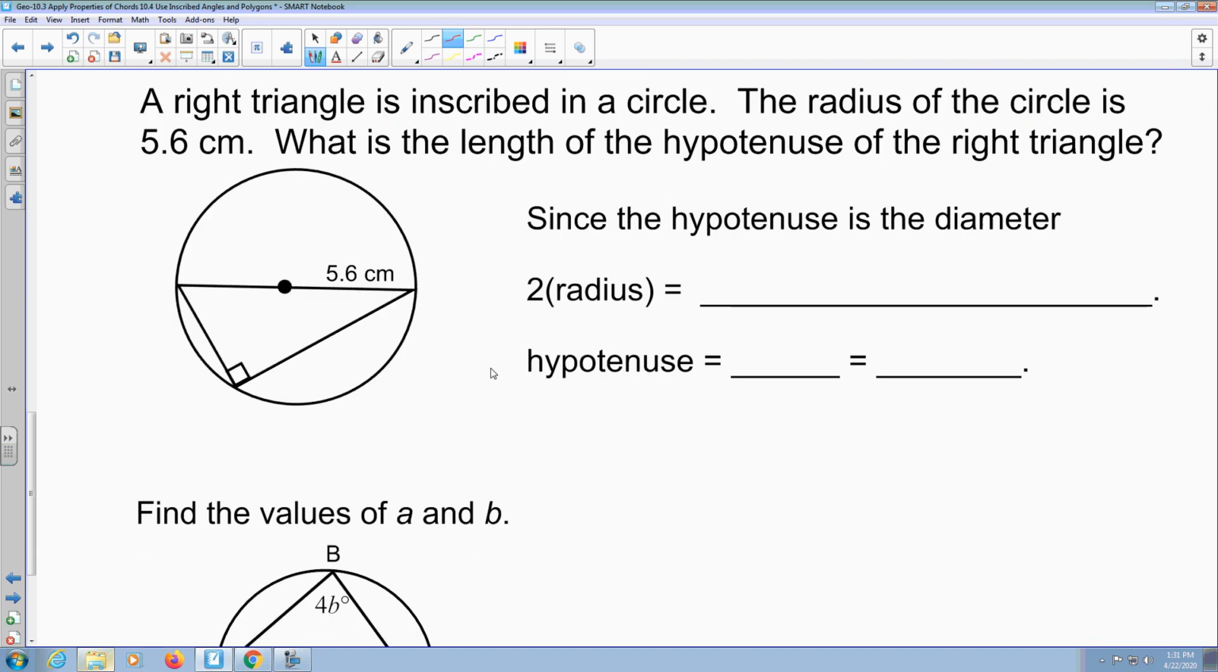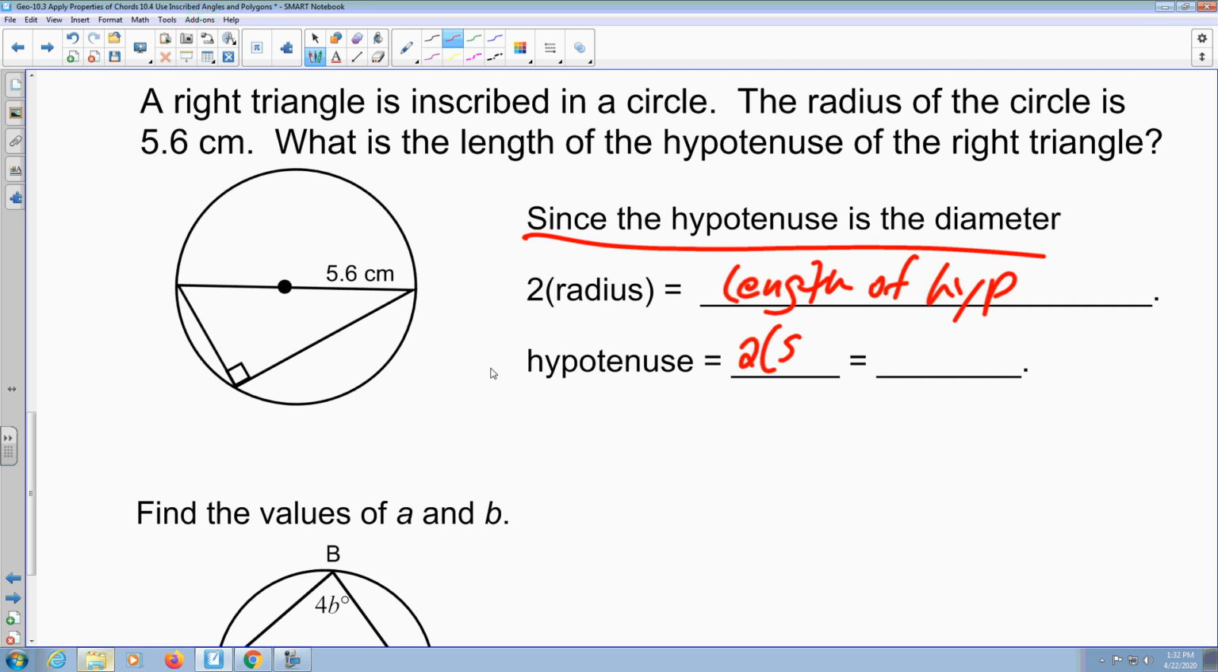Over here it says a right triangle is inscribed in a circle. The radius of the circle is 5.6 centimeters. What is the length of the hypotenuse of the right triangle? Well, what we can say here is since the hypotenuse is the diameter and the diameter is twice as big as the radius, we could just say 2 times the radius. Well, they told us the radius, and that was 5.6. So we can say the hypotenuse is 2 times 5.6, which gives us a value of 11.2 centimeters.